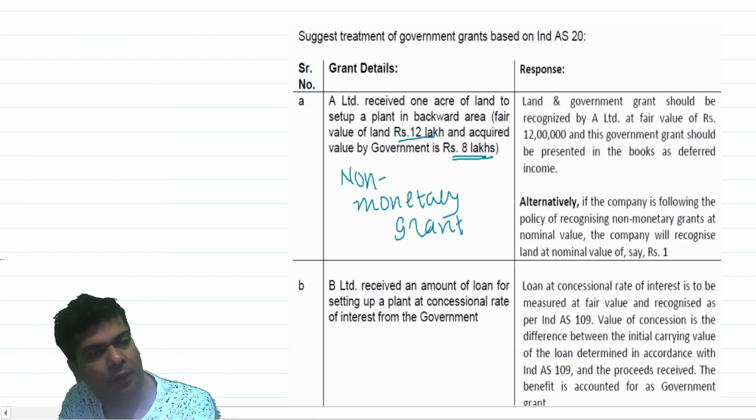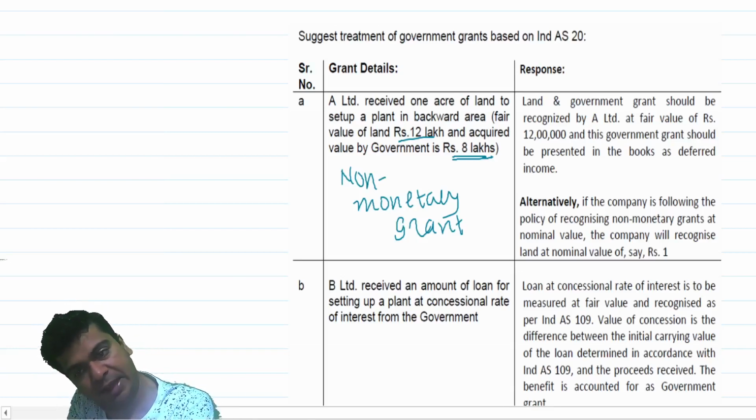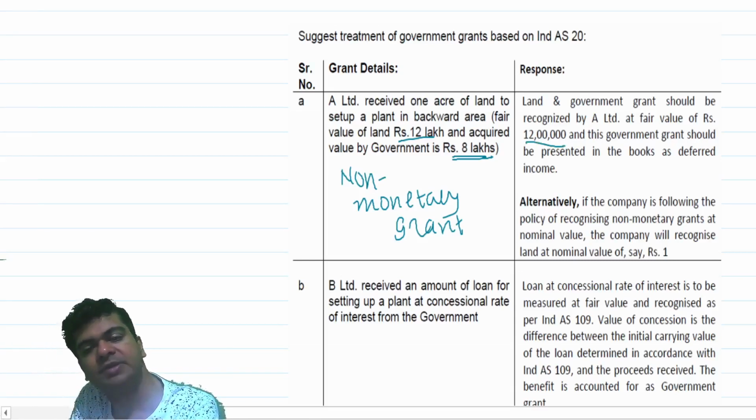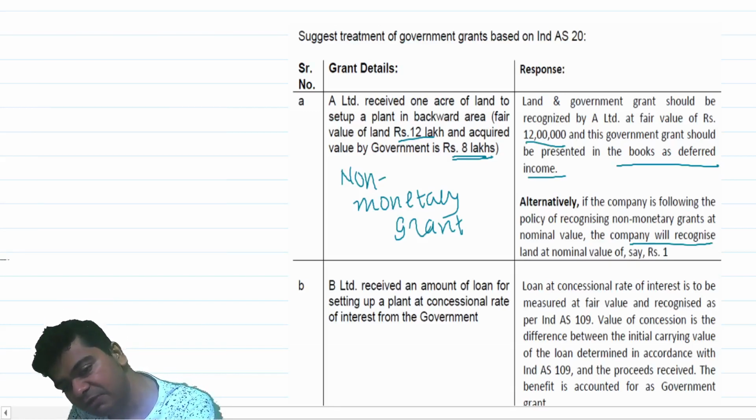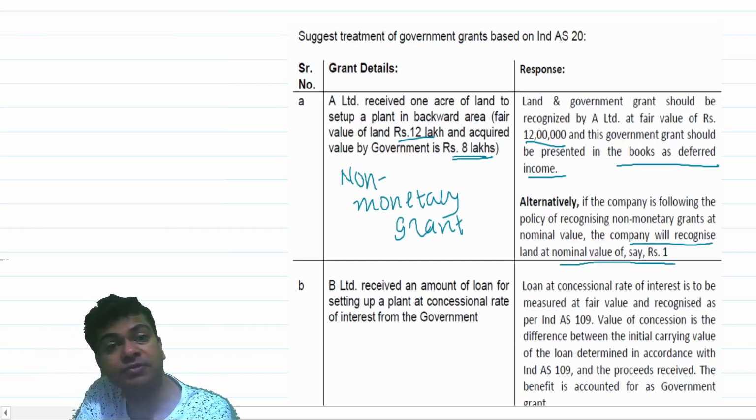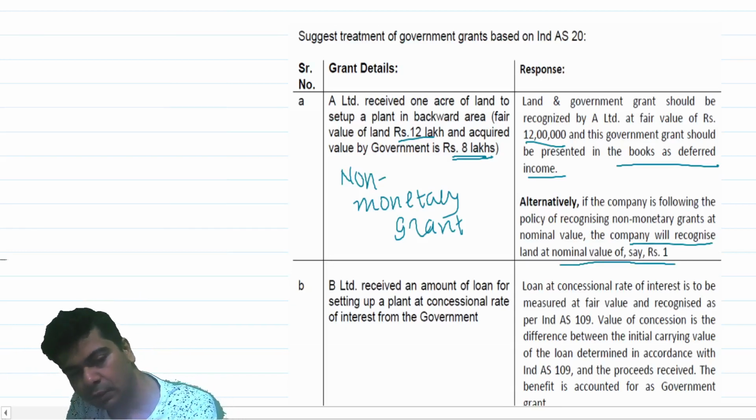We check with the response. Land and government grant should be recognized by A Limited at fair value of rupees 12 lakhs, and the government grant should be presented in the books as deferred income. Okay. Alternatively, if the company is following the policy of recognizing non-monetary grants at nominal value, then the company will recognize the land at nominal value of, say, rupee 1.